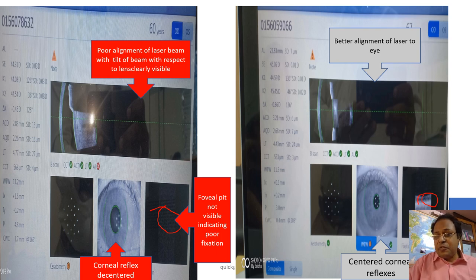But on the right, the foveal pit is visible, the Purkinje reflex is well aligned on the pupillary area, and therefore this cross-section line goes straight onto the retina. On the left, you can't rely on this data.